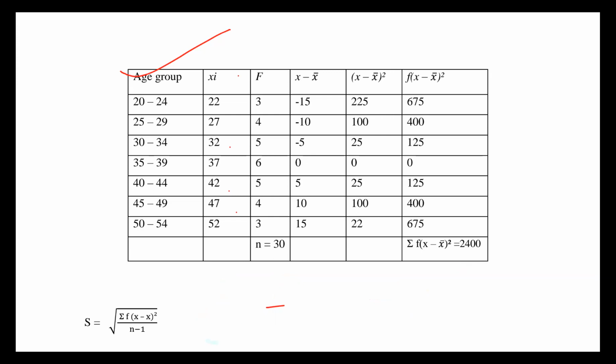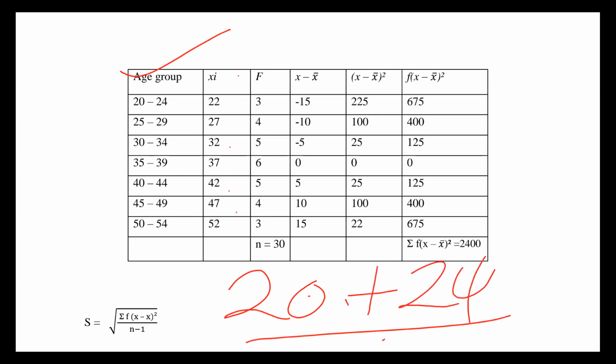But the question is, how do you find the X variables? To find the X variables, you find the average of the classes, the lower class limit plus the upper class limit divided by 2. In that case, 20 plus 24 divided by 2 gives you 22. 25 plus 29 divided by 2 gives you 27.